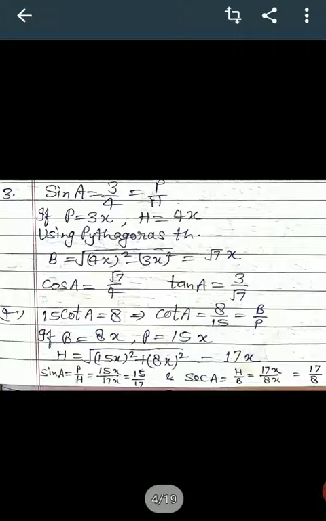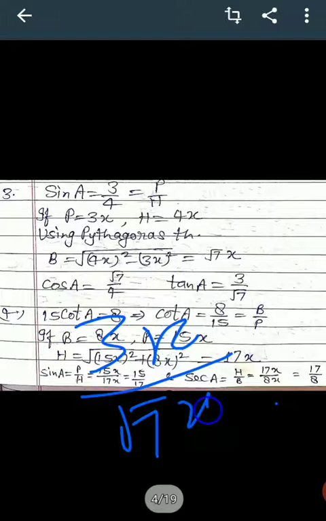Clear? The root of 7 will be root 7 and the root of x square will be x. Clear? You can find it by using H square equals P square plus B square. So cos A equals B upon H, and base is root 7 x upon H, which is 4x. So x cancels. Then we get cos A equals root 7 upon 4. Now tan A is P upon B. So P is 3x upon B. Base is root 7 x. So here x cancels. Then we get 3 upon root 7.